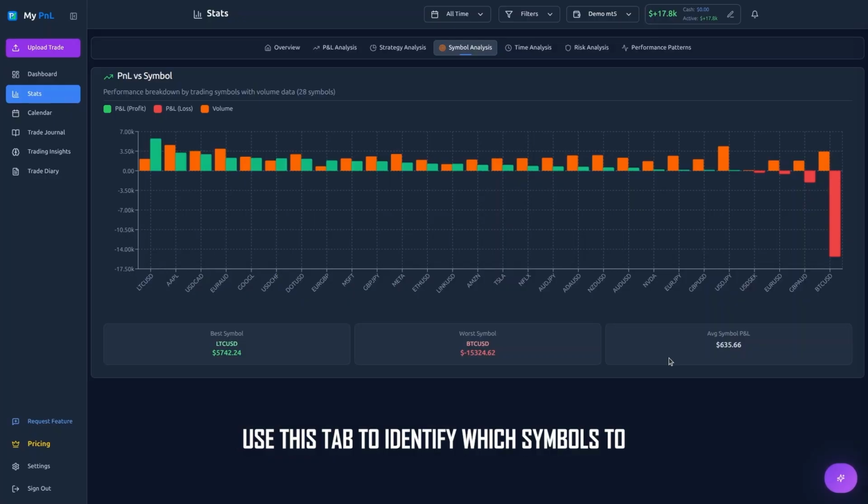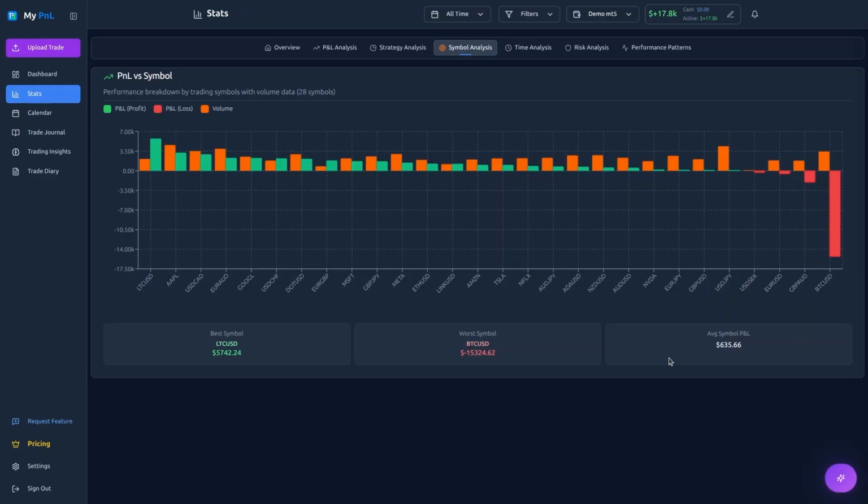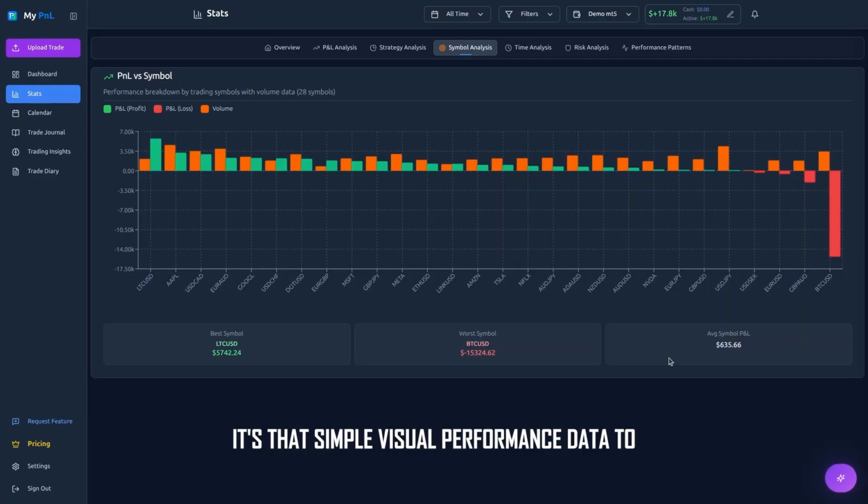Use this tab to identify which symbols to trade more, which to avoid, and where your edge actually is. It's that simple. Visual performance data to make smart trading decisions.